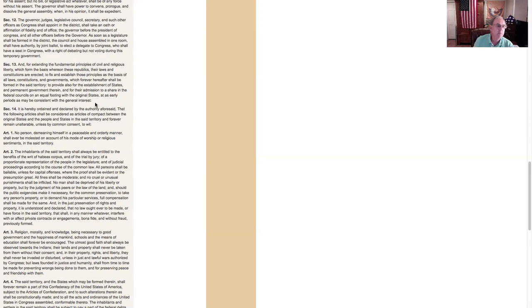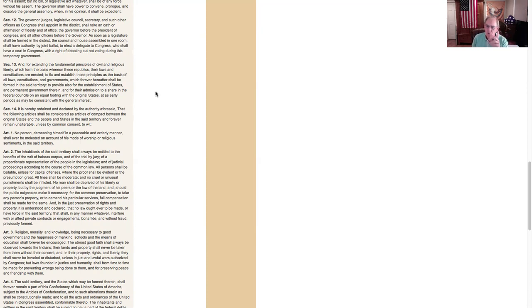Section 14. It is hereby ordained and declared by the authority aforesaid that the following articles shall be considered as articles of compact between the original states and the people and the states in the said territory, and forever remain unalterable unless by common consent. Okay, here's what I just said.